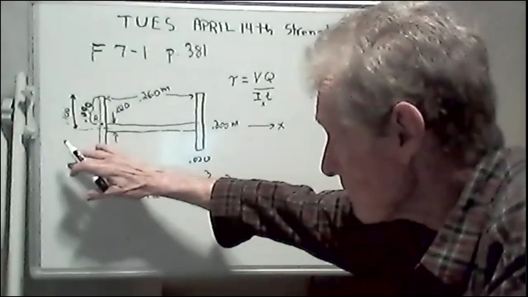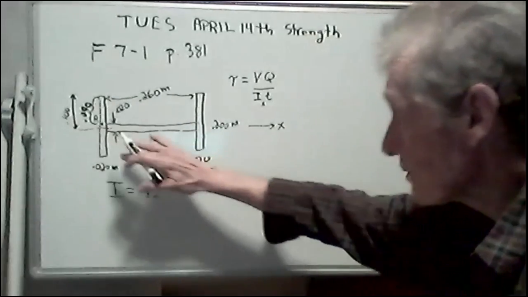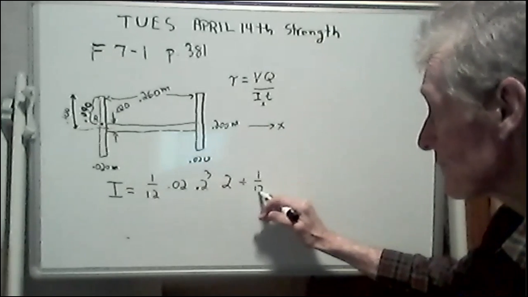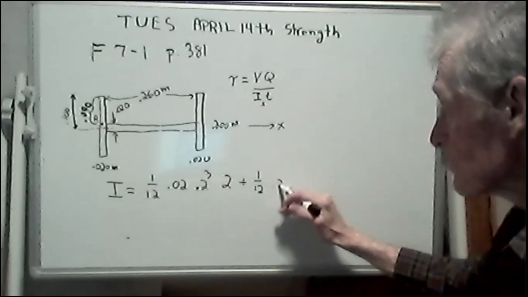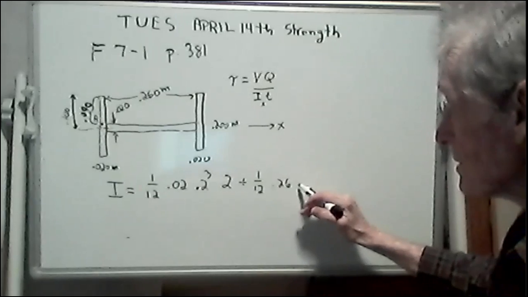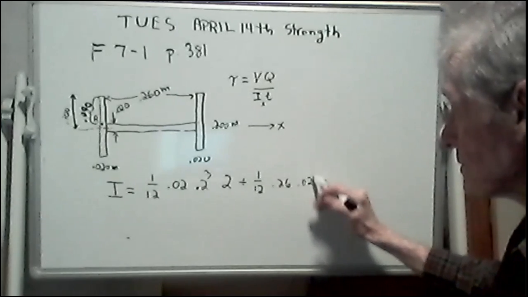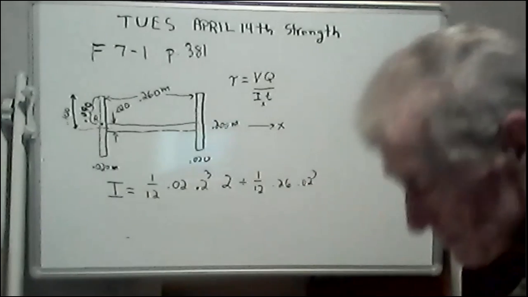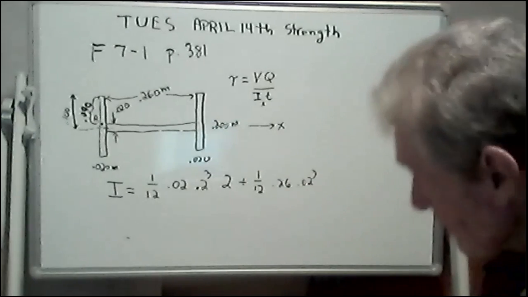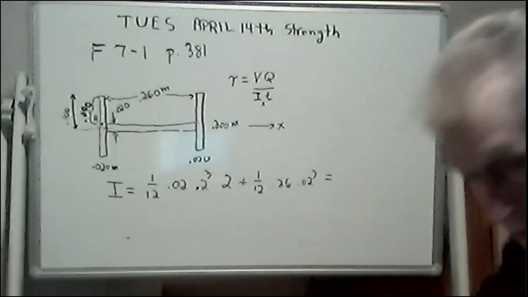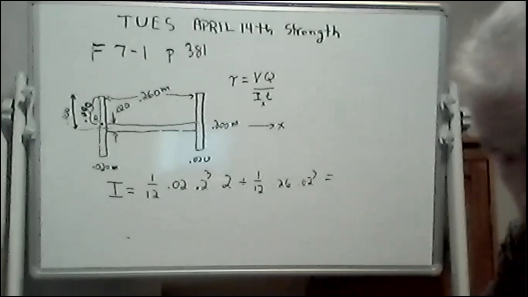Now we got this one and this one, we're done, and now we're going to do this one. That should be 1/12 times 0.26 times 0.02 cubed. And again, we're taking it about its axis, its centroidal axis. I think that's it, guys. So let me do that. I'm going to see what I get for the moment of inertia. You do it too and see what you get.